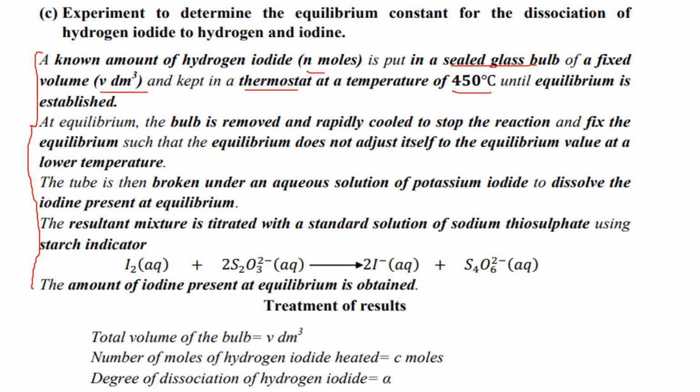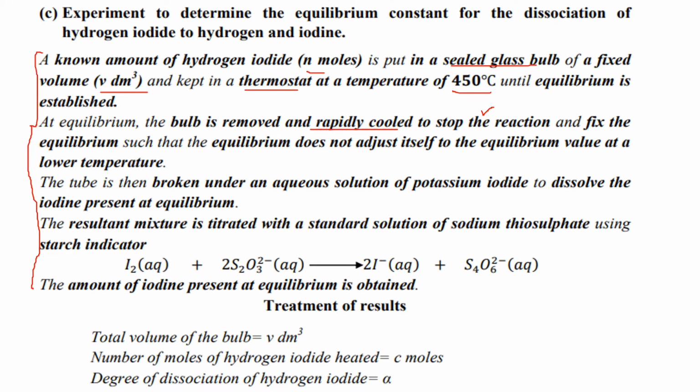And in step 2, we are saying that at equilibrium, the bulb is removed and rapidly cooled. Now you have to pay attention here. This is a very common question. We can ask you, why is the bulb rapidly cooled? Now there are 2 reasons. The first reason is to stop the reaction. The second one is to fix equilibrium, so that equilibrium does not shift to the equilibrium value of a lower temperature.